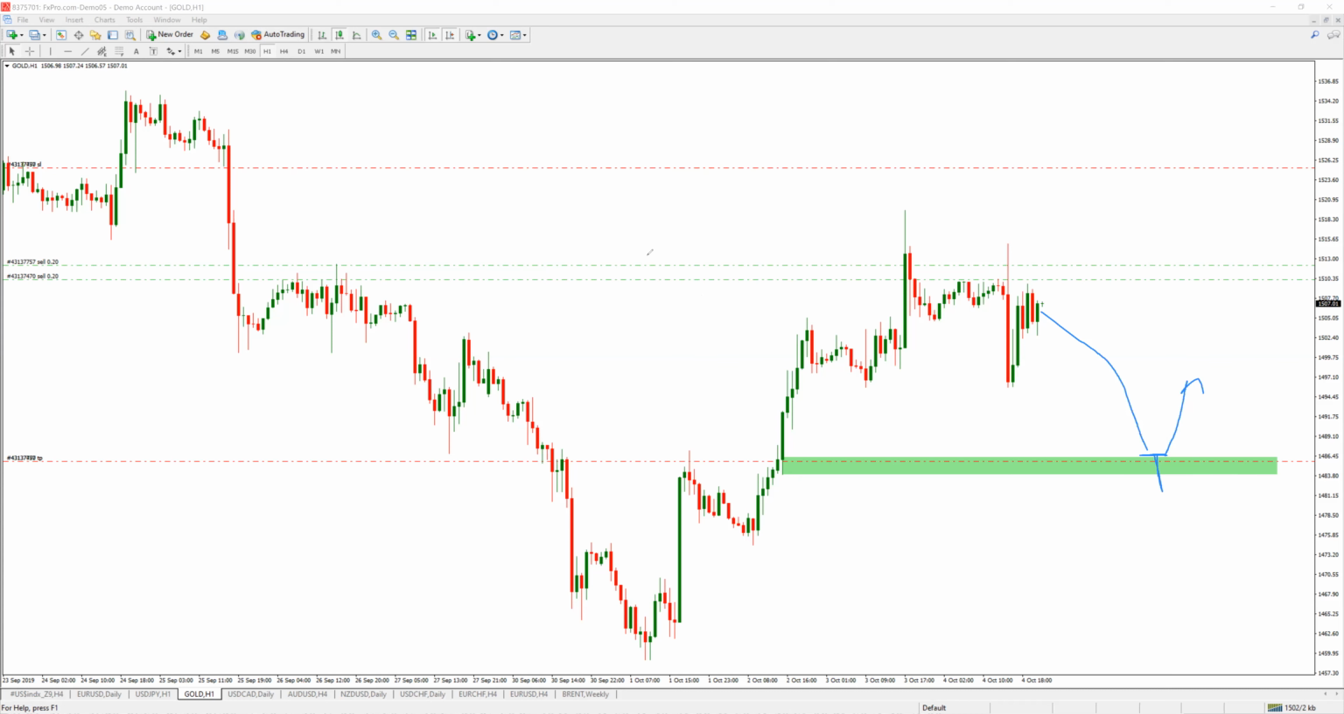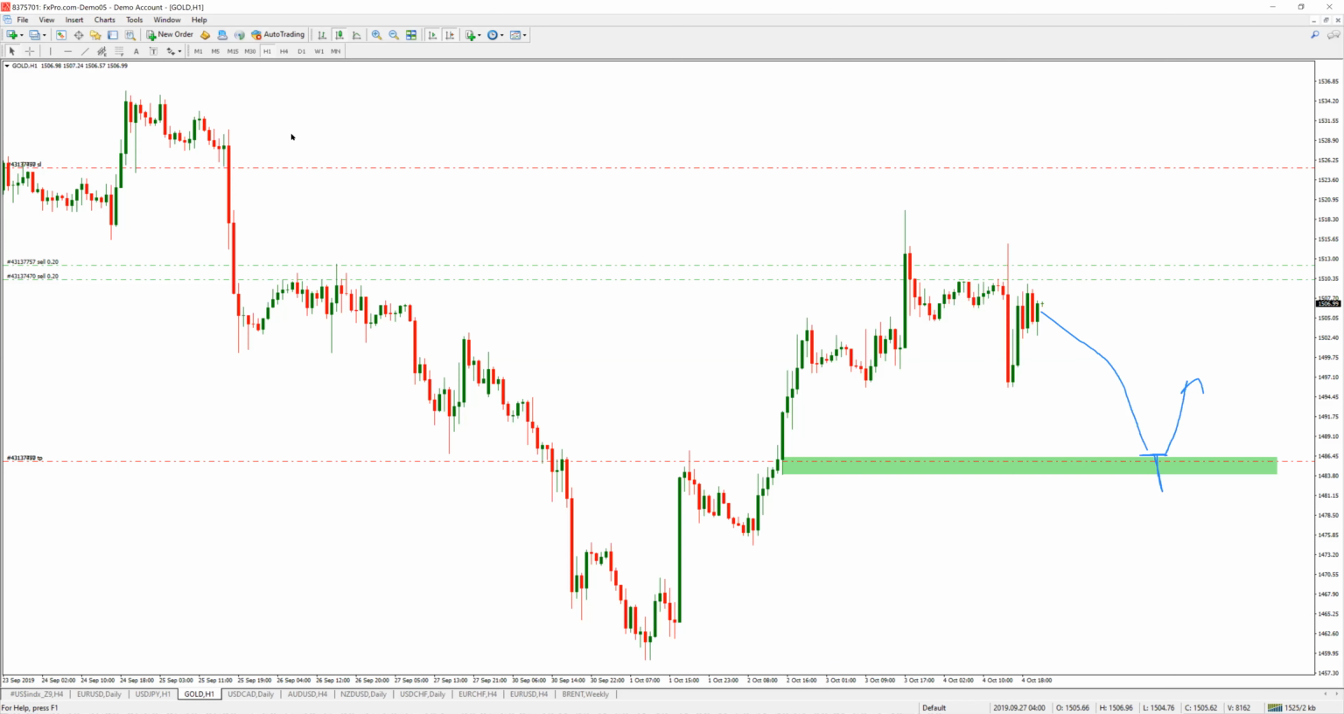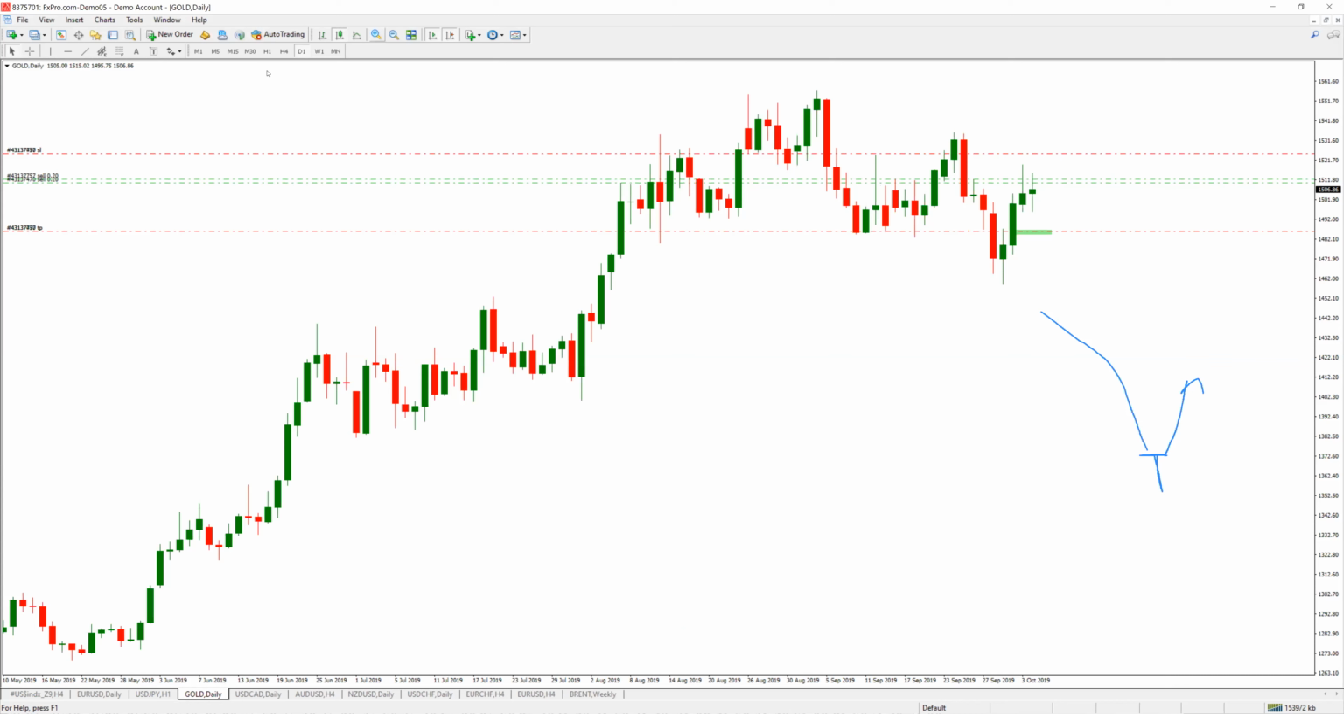So that's how you have to determine your entries on a lower time frame. First things first, you have to highlight your zone on a higher time frame. The moment you don't do that, or the moment you highlight an incorrect zone, then that analysis is not going to get you anywhere.